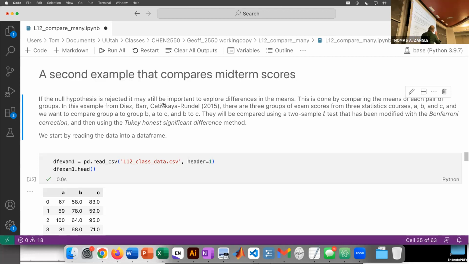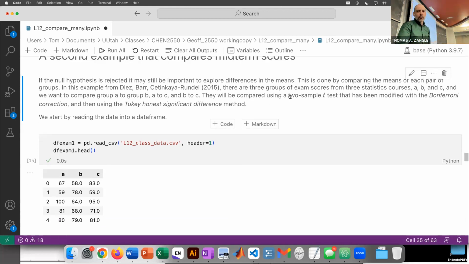But if we do have a case where we get that far, then we may want to explore differences in the means and say for which groupings the differences are statistically significant. And we can do this as well. What we're going to do is compare the means on each pair of groups. Here we're going to have some data where we have exam scores from 3 statistics courses labeled A, B, and C. Fundamentally, we're going to compare A to B, A to C, and B to C, right? So we're going to do all the pairwise comparisons.